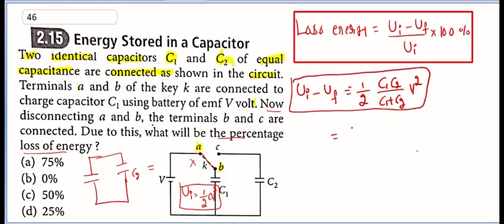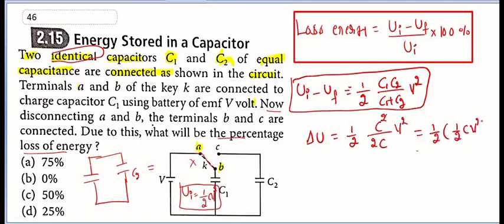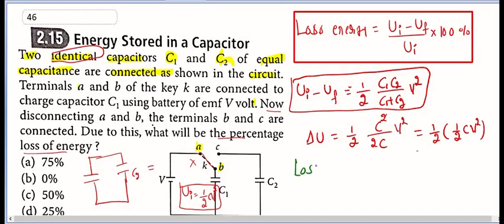So that is equal to 1 by 2. Identical means the values are same. So C into C square divided by 2C into V square. So the change in the energy is equal to how much? One C gets cancelled. So that is 1 by 2 into 1 by 2 CV square. So now you have to put the value for the loss of energy.